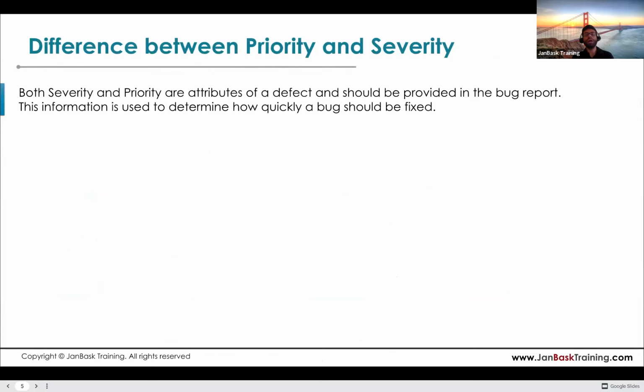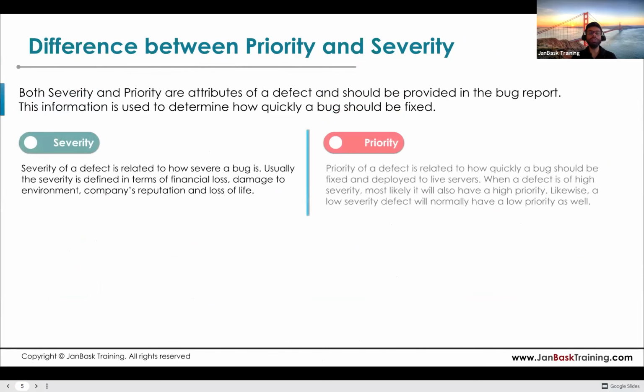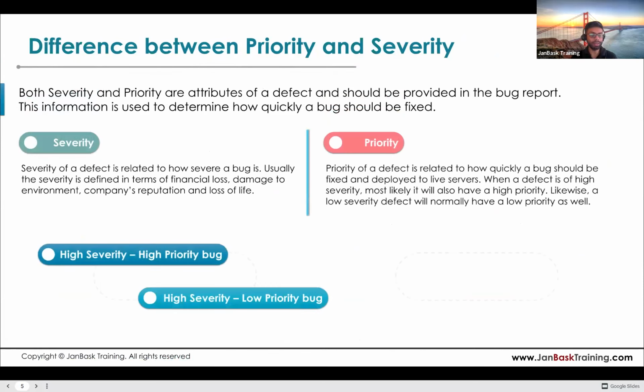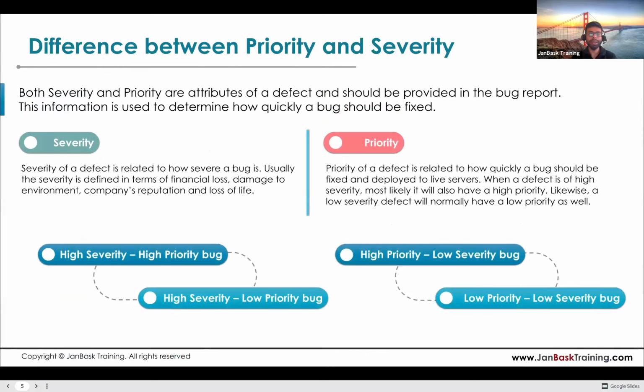Now we are going to talk about two very important aspects, and this is a very important interview question as well. I have taken a lot of interviews and attended a lot of interviews, and almost 99.9% of interviews will ask this question: what is priority, what is severity, and what is the difference between them?